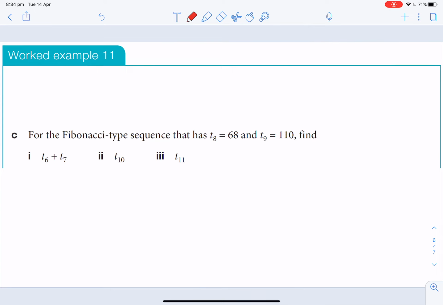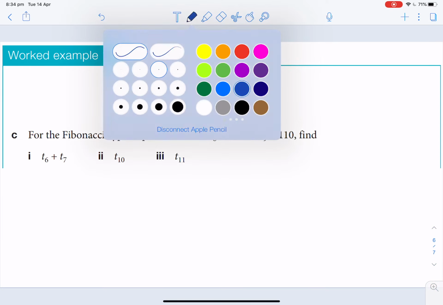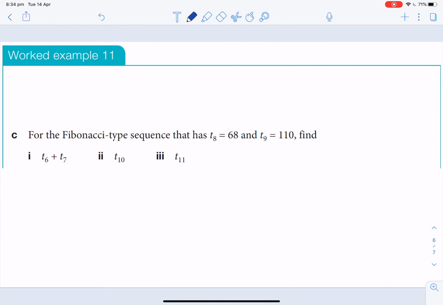C. For the Fibonacci type sequence that has T8 and T9 equaling 68 and 110 respectively, find T6 plus T7, T10 and T11. All right, let's start with T6 plus T7. Bit of a trick question. If you know that the 2 preceding terms equals the next term, you know that term 6 plus term 7 gives you term 8, which we already know up here to be 68. So that's part 1 done.